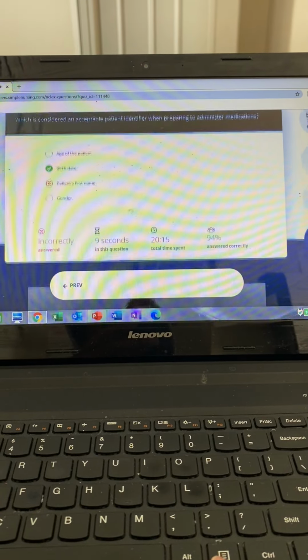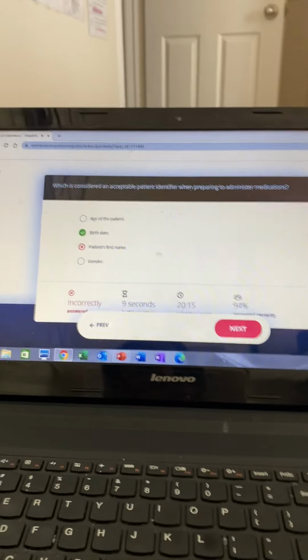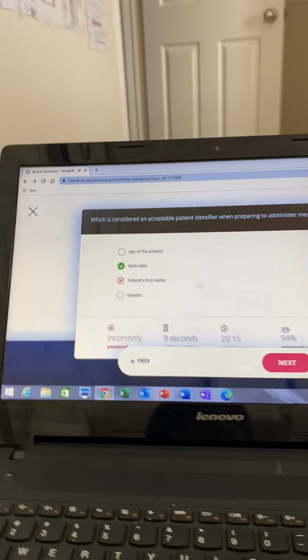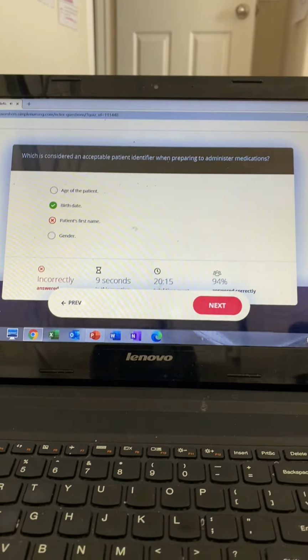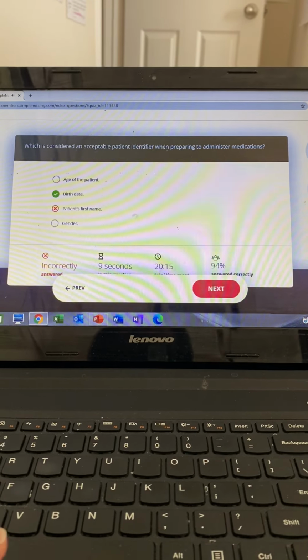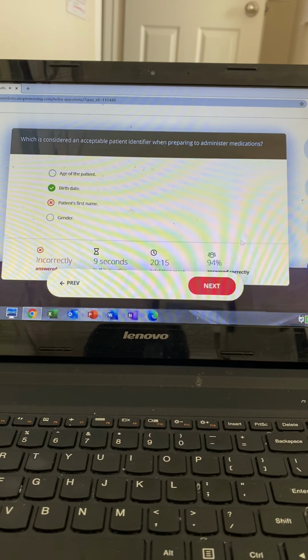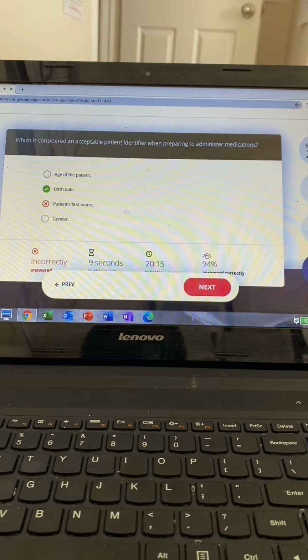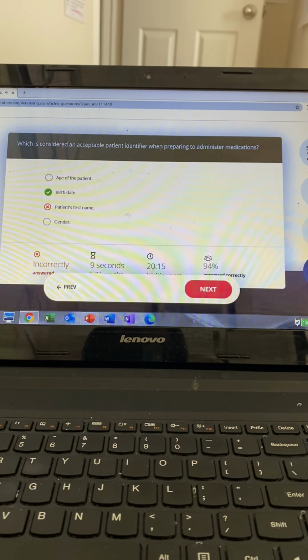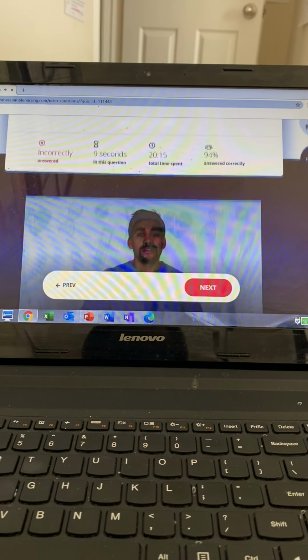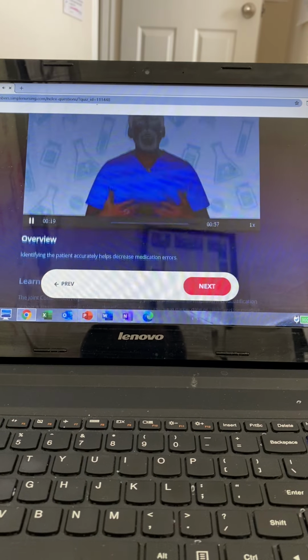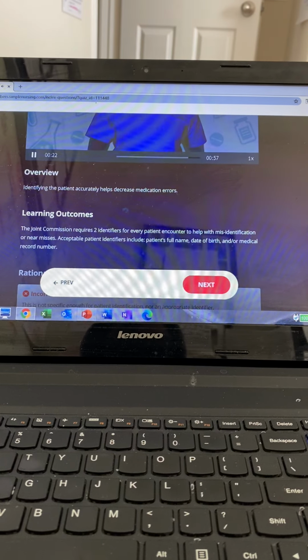Now, using our 3 steps, let's break this down. This question is asking for acceptable patient identifiers for the key problem: you're preparing to give meds. So guys, we're just thinking the 5 rights here. Before you look at the options, we're thinking 2 pieces of identification to identify that patient.